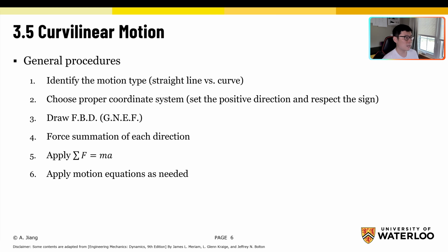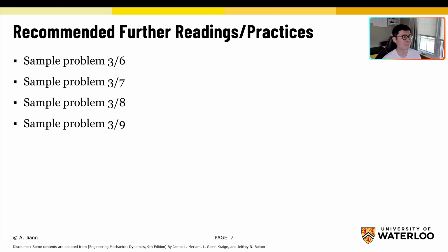Generally speaking, step 1, identify the motion type. Is it straight line or curve? Number 2, choose proper coordinate systems. Now you have 3 systems that you can choose. 3, draw free body diagrams. 4, force summation. Number 5, apply Newton's second law. And finally, apply motion equations as needed. You can either use scalar form or use their vector form.